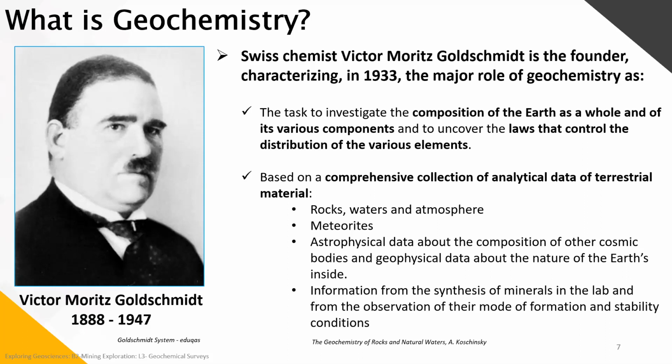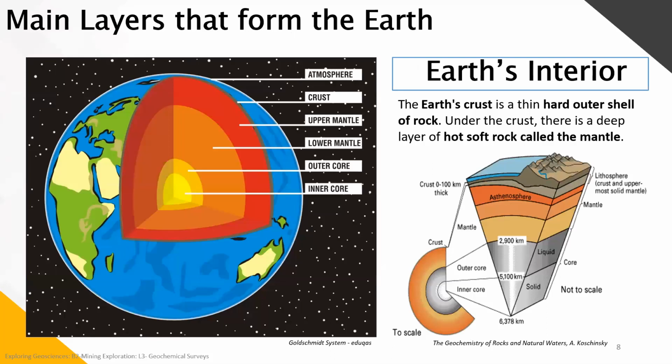He based his studies on a comprehensive collection of analytical data using terrestrial materials such as rocks, waters, and atmosphere. He also used meteorites, astrophysical data about the composition of other cosmic bodies, and geophysical data about the nature of the Earth's inside. Finally, he used information from the synthesis of minerals in the lab and from the observation of their mode of formation and stability compositions.